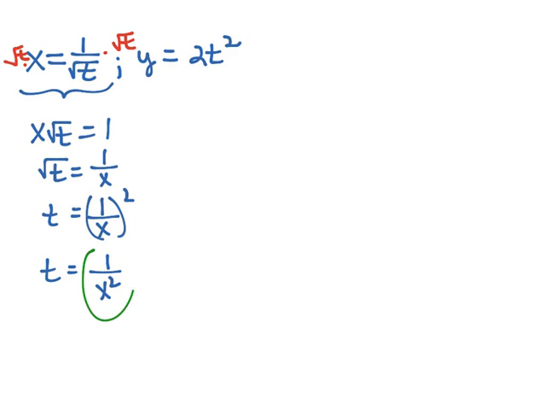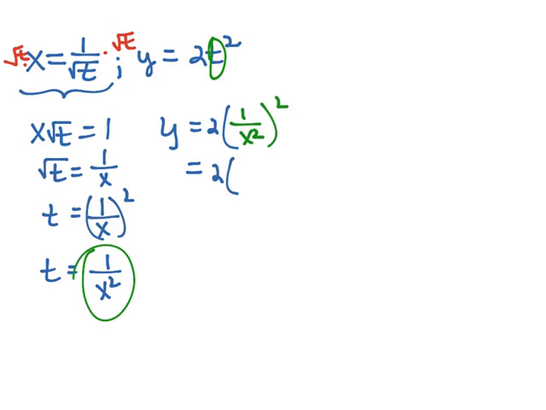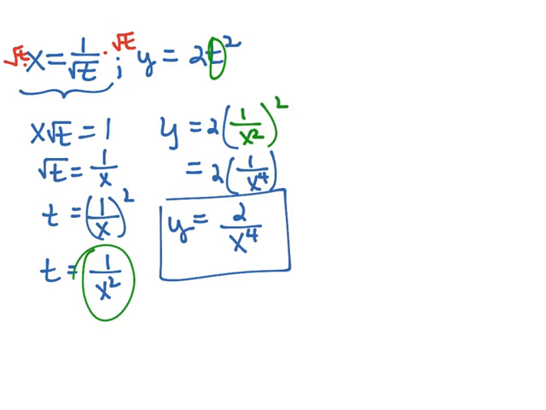So now I want to take this value for t and substitute it in for t in the other equation. So I'll have y equals 2 times, if I substitute in the value for t, (1 over x squared) squared, which would give me 2 times 1 over x to the 4th, which is 2 over x to the 4th. So this is the rectangular form for the given parametric equations that we started with.